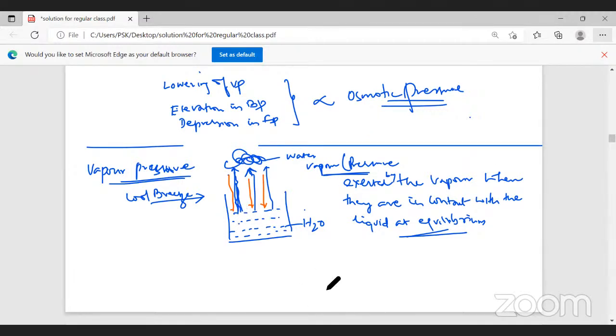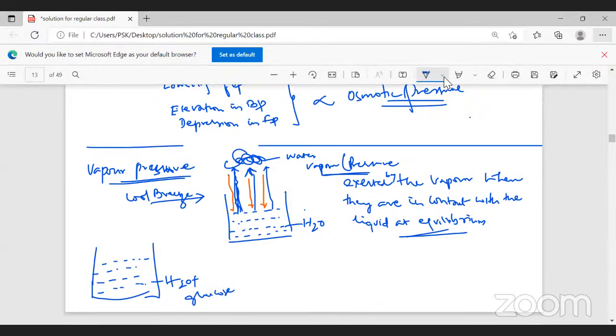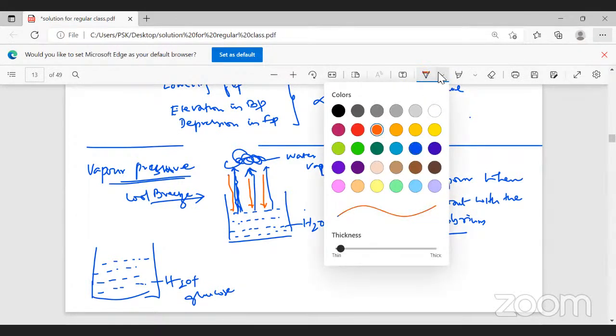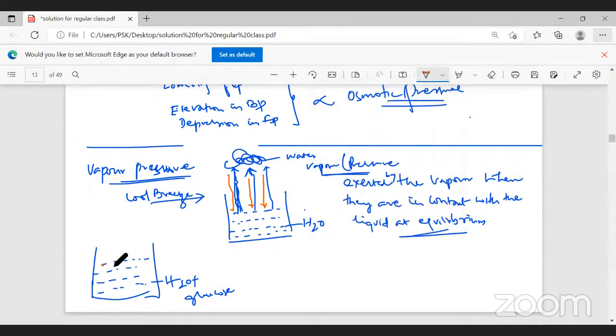Now, the same condition. What we are doing is we are taking a beaker, same volume of liquid, it can be water. Now we are adding some glucose molecules, non-electrolyte glucose. When I add some glucose, what happens? The glucose particles will dissolve in the solution like this. Yes or no?